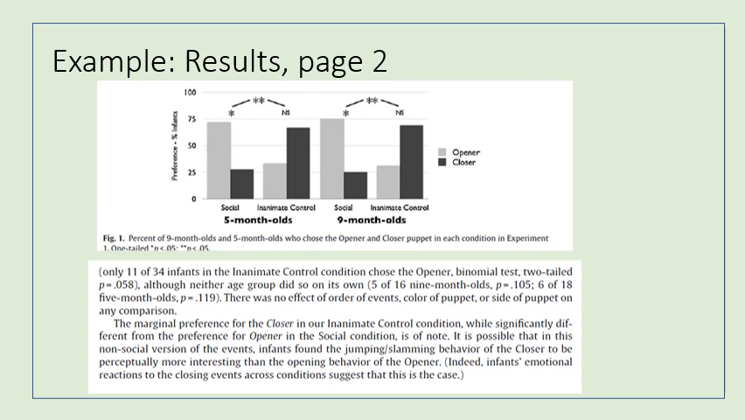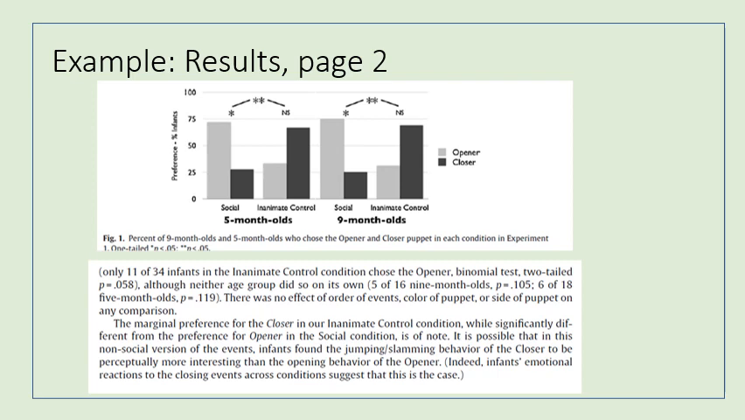I can tease this through with you a little bit. 1 star means significantly different. 2 stars mean it's really different. And NS means it's not different. And so what they're telling us is that there's a big difference in which they choose. So the gray is the opener, the black is the closer. The opener was the pro-social helper guy, helper kitty puppet.